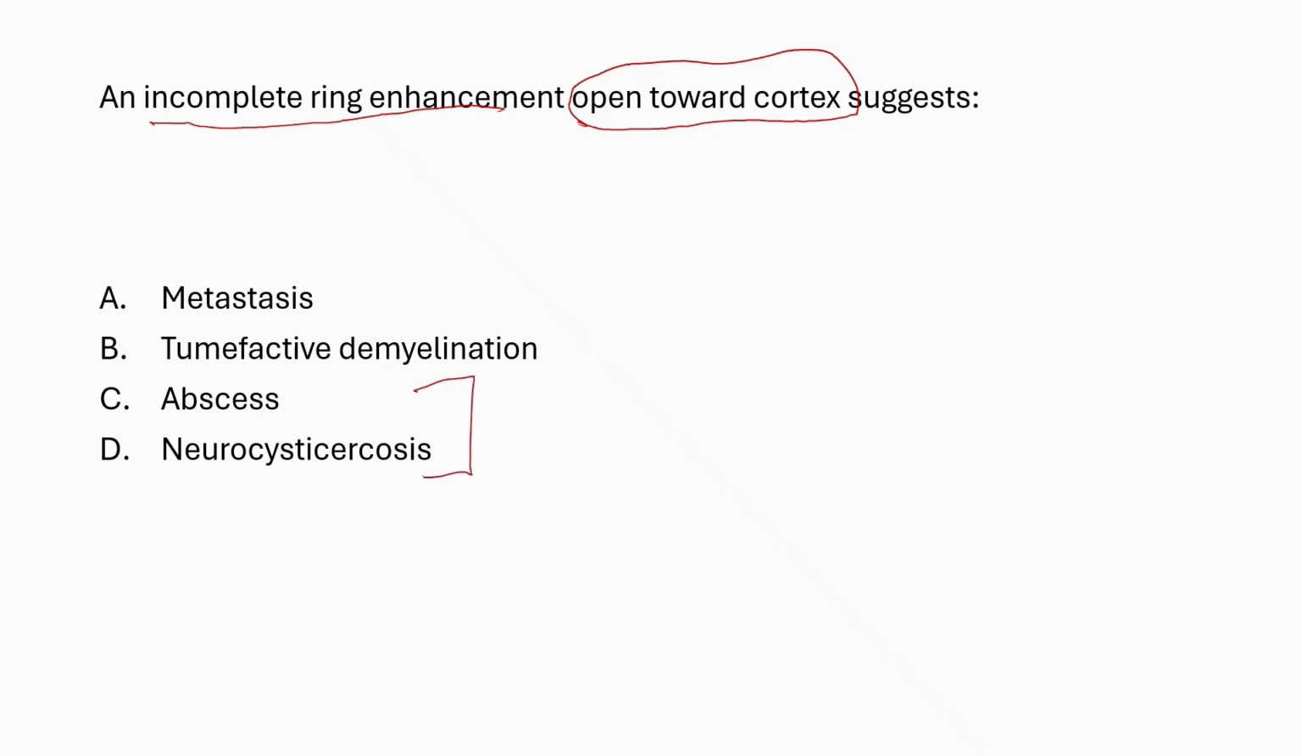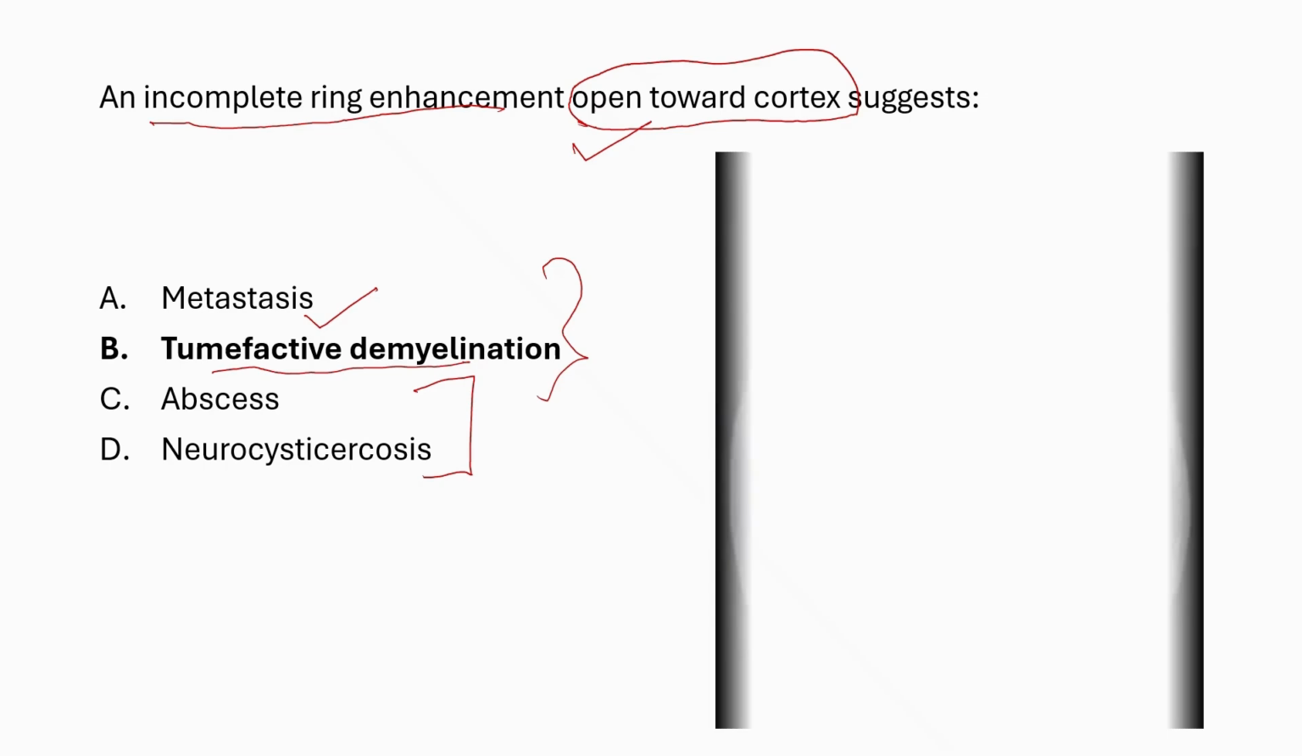Abscess and neurocysticercosis show complete regular smooth wall enhancement, whereas metastasis can show irregular as well as complete or incomplete ring enhancement. There is tumefactive demyelination. So there are two options which show incomplete ring enhancement, but the next clue is open towards the cortex. Open towards the cortex is the tumefactive demyelination. So this is the answer, tumefactive demyelination.